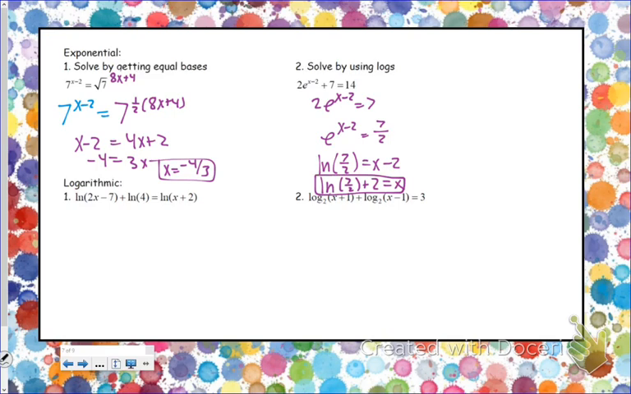With log equations, there's typically two kinds. And this first one, I have all logs. So what I'm going to do is I'm going to start by condensing the left side. Start writing log, and I change it to ln. If I'm adding logs, I multiply the arguments. That becomes 8x minus 28.